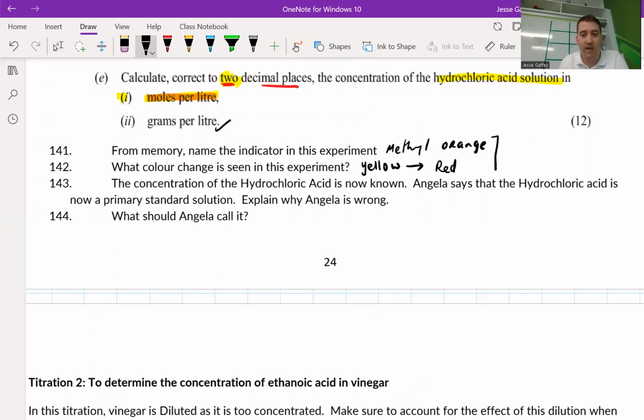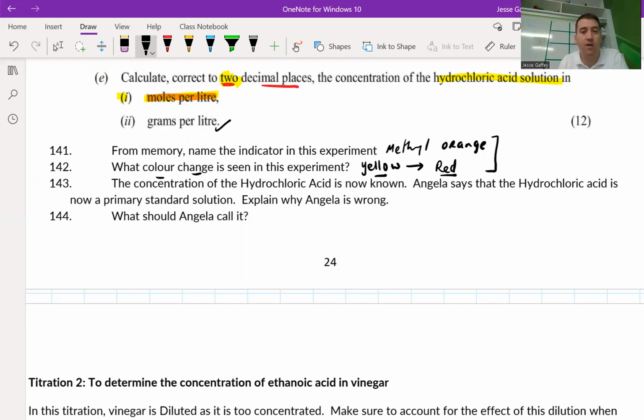Now these here are very important, easy marks on the exam. You need to know your indicators and you need to know your color change. And when you're asked for a color change, you need the before color and you need the after color like this. Yellow to red, yellow arrow red, or you could write a sentence, yellow to red. That would be fine too. Okay, methyl orange, yellow to red. Gotta learn it, guys.